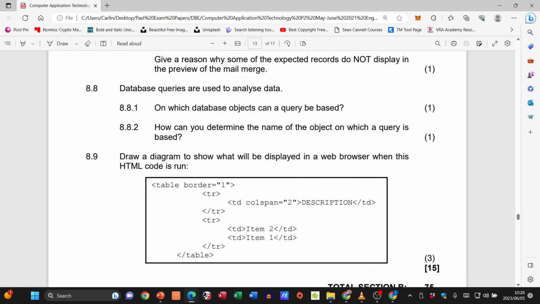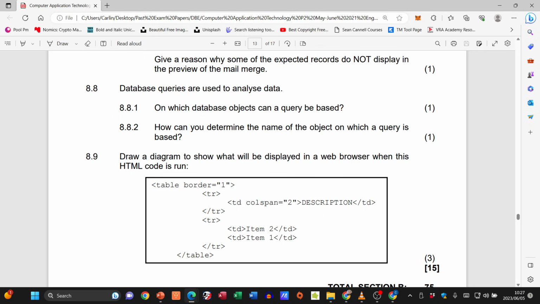Then 8.8. Database queries are used to analyze data. On which database objects can a query be based? Well, a query can be based on either a table or a query. That's it, right? So you can choose either one of those.